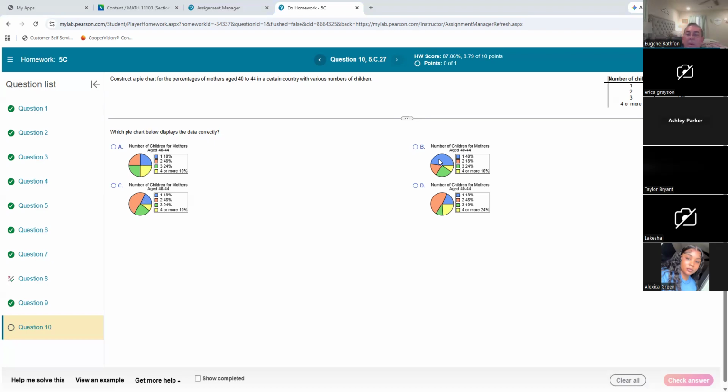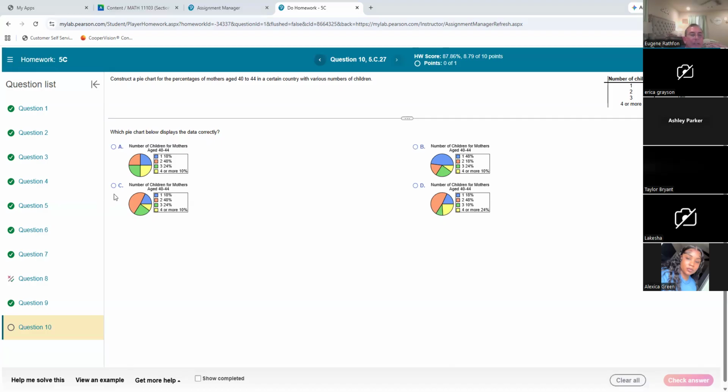All right, let's look at B. B, 48% for one, 18%, 3% was 24, and then yellow was for four or more. So that one looks like it's got the right size pies, right? 48% is almost half, which is what they're giving us.